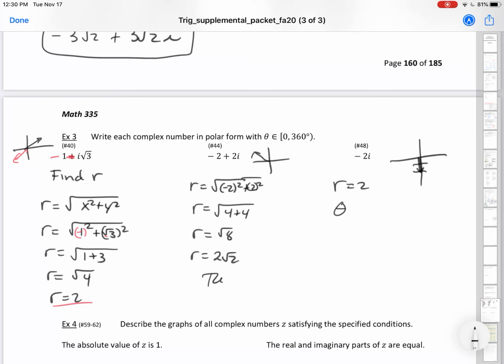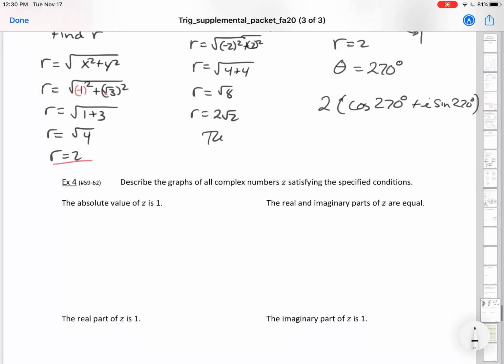What's the angle that it's at? Remember, it wants it from 0 to 360? Easy. 270 degrees. And so we're done. The polar form is 2 times the cosine of 270 degrees plus i sine of 270 degrees. And we don't sweat that.